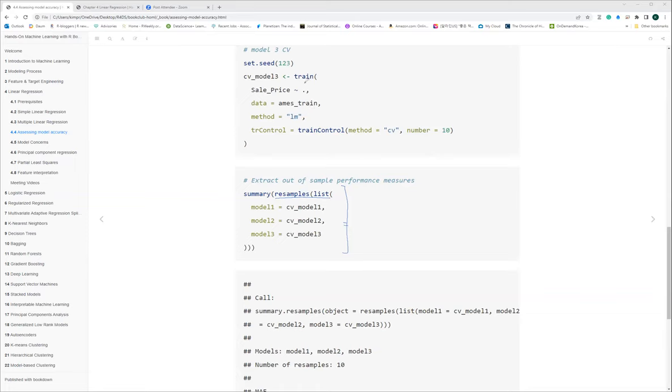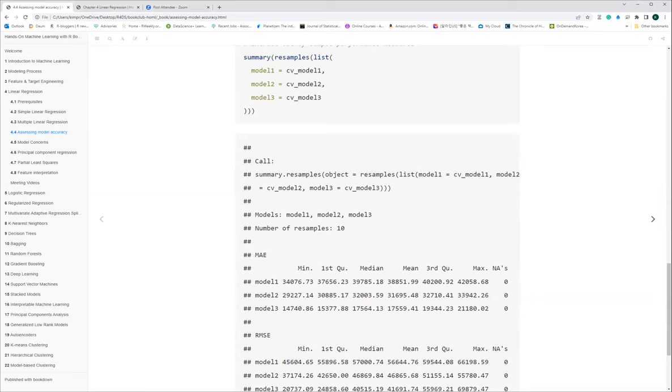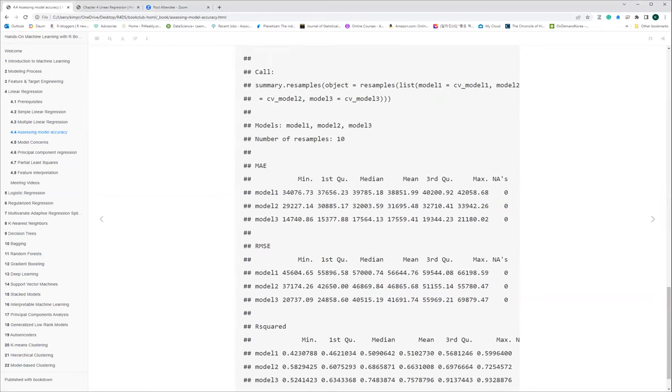By using the train functions, we just keep developing our possible modeling alternatives. And then we actually try to list each model like this. And then using the resamples functions and the summary functions, we can get the result at the bottom like this. This is slightly different compared to the book, because how we get the sampling is different actually.